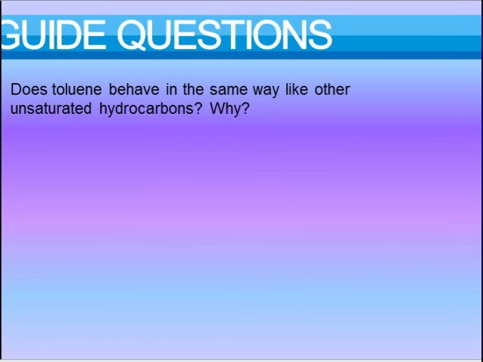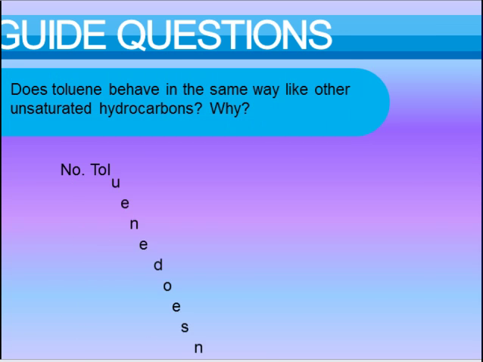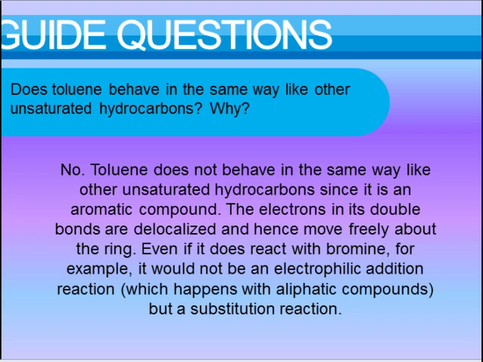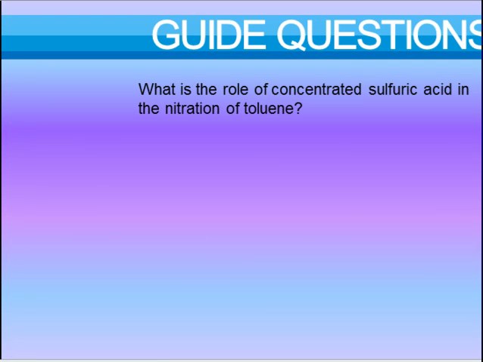Does toluene behave in the same way like other unsaturated hydrocarbons? Why? Well, the answer is no. It doesn't behave in the same way since it is, after all, an aromatic compound. The electrons are delocalized and move freely about the ring. When reactions do occur, only substitution reactions pass through, which is different from other unsaturated hydrocarbons, as addition reactions can occur.